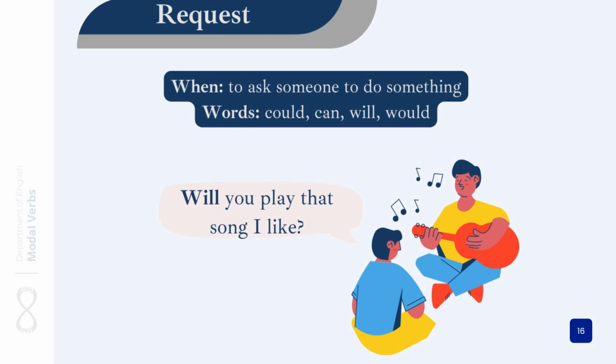Modal verbs are also used for requests. When we want to ask someone to do something for us, you can use the words could, can, will, or would. Will you play that song I like? You could also use can you play that song I like? Or would you, could you play that song I like? All of those words are okay for this kind of request sentence.